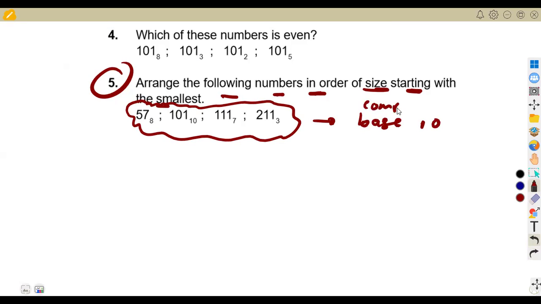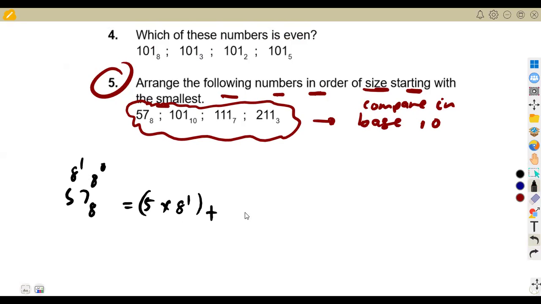So compare in base 10. If we convert to base 10, we can compare our numbers properly. 57 base 8 is 5 times 8 to the power of 1 plus 7 times 8 to the power of 0 in base 10. What is this going to give us?